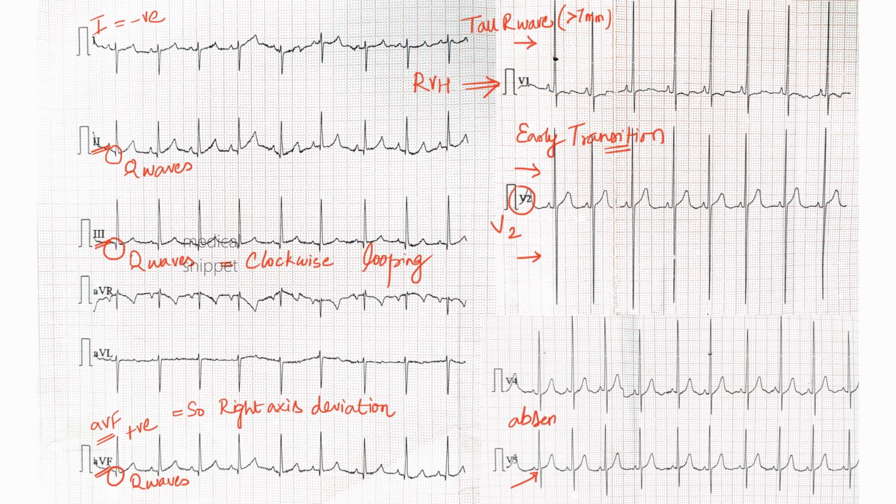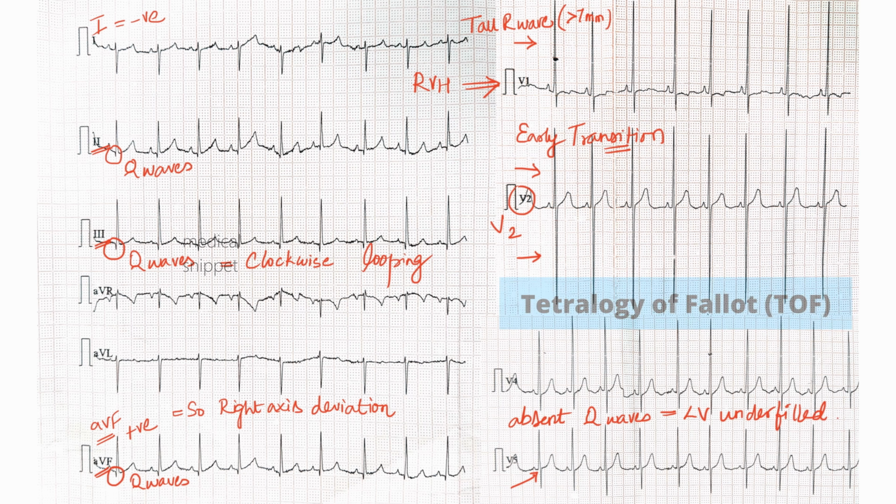And there is absent Q wave and RS pattern. This denotes the LV is underfilled due to decreased pulmonary artery blood flow. All these findings lead to the diagnosis of tetralogy of Fallot. In case of palliative shunts or development of collaterals, there are Q waves and tall R waves in V5 and V6, denoting there is adequate or increased pulmonary artery blood flow and there is adequate left ventricular filling.